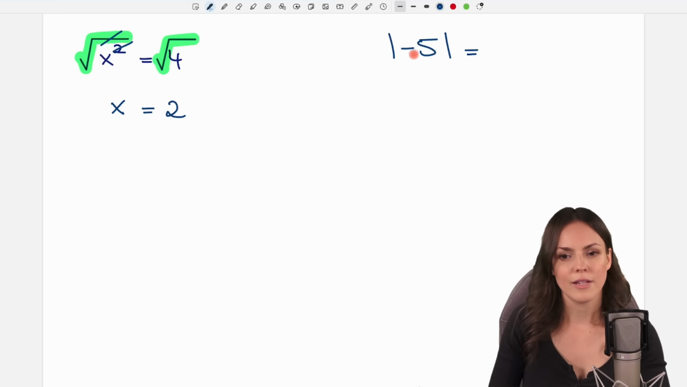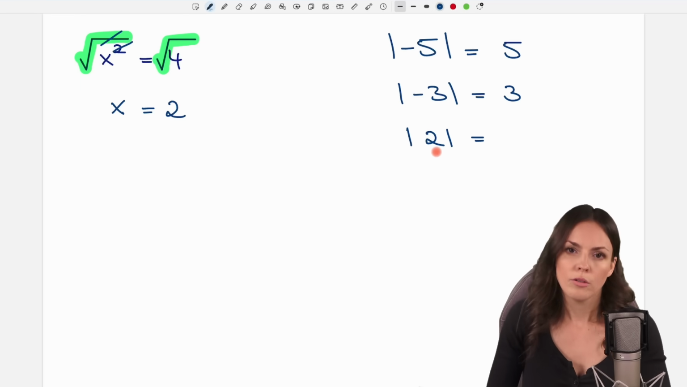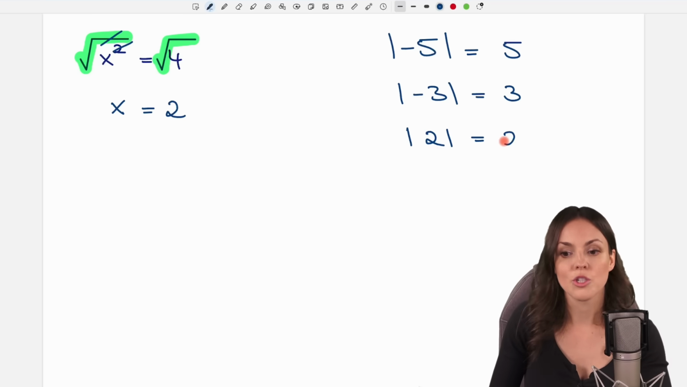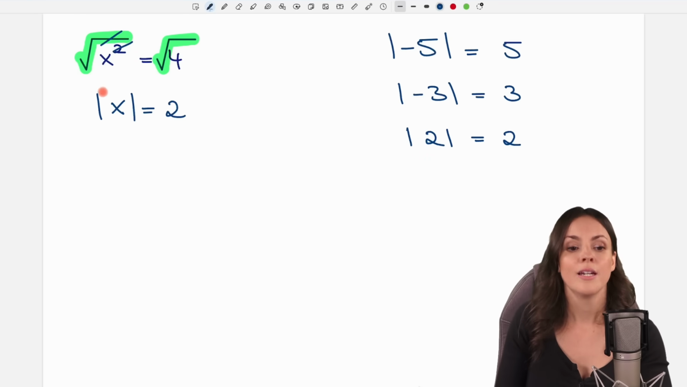The absolute value of negative 5 is just 5. The absolute value of negative 3, for example, makes this number positive. It's going to be 3. And if your number is already positive in your absolute value, then everything is okay and the number just stays positive. So the absolute value makes everything positive. And that's why, to make sure that the left side is positive, we take the absolute value.